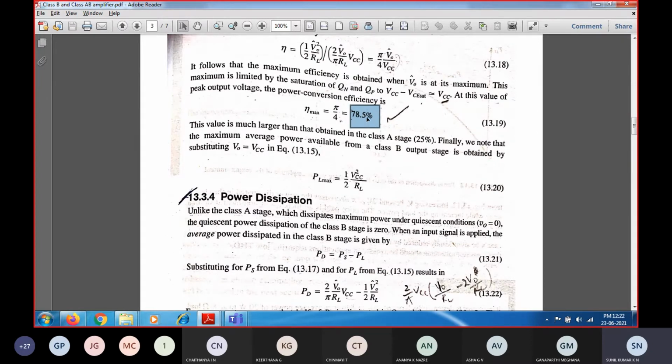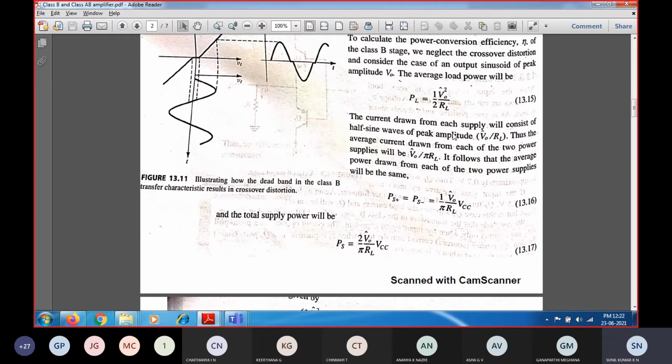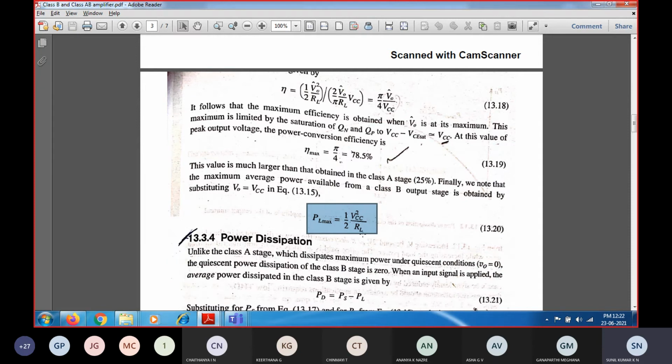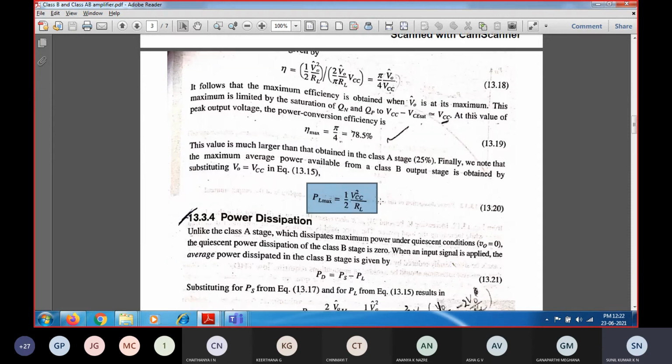So now what will be the maximum load power we will be getting? If I supply V0 with VCC, the output voltage will reach a maximum up to VCC. So PL will be equal to VCC square divided by 2RL. So VCC square divided by 2RL will be the maximum total load power we will be getting.